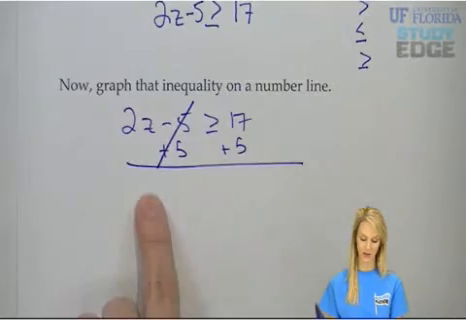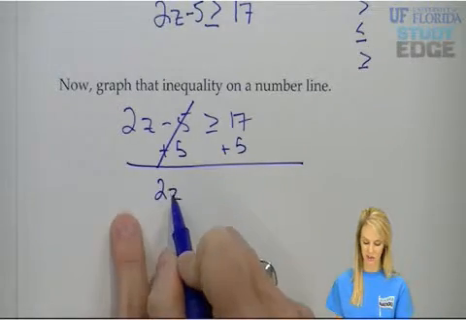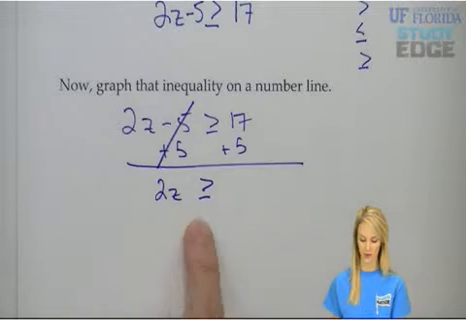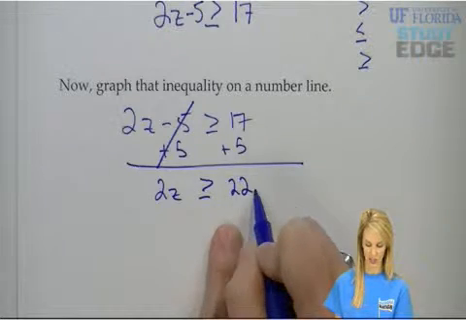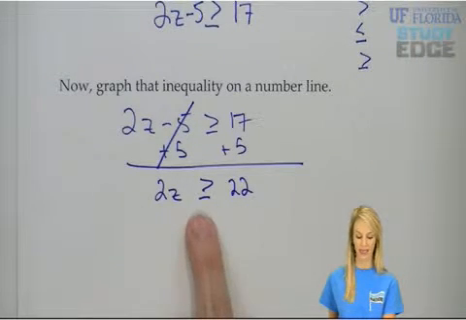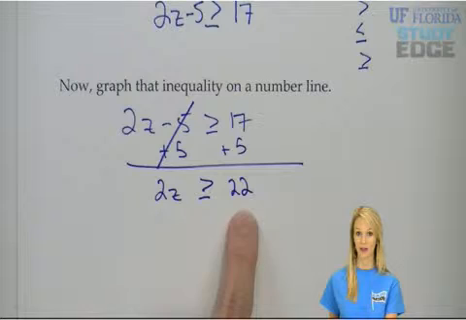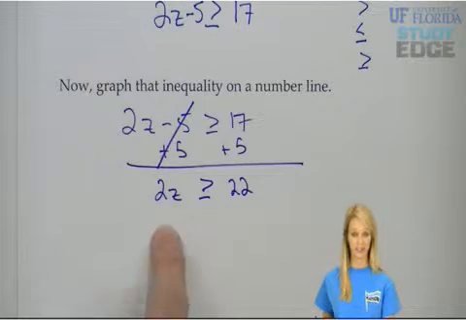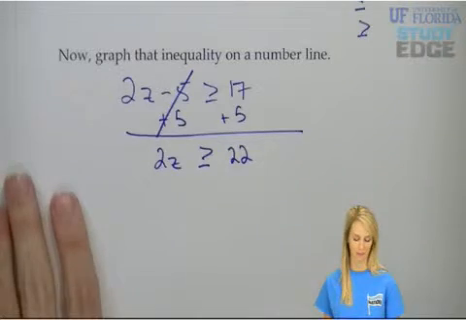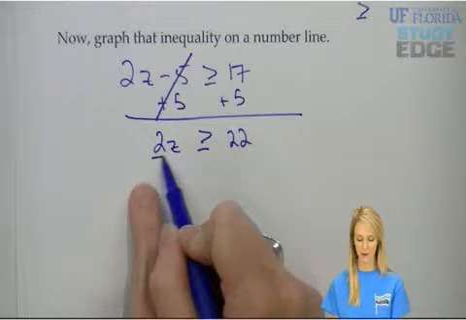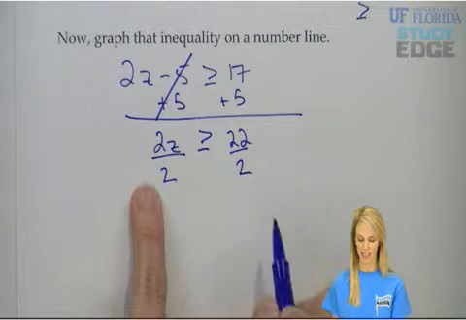So this minus 5 and this plus 5 cancel out, and we get 2z is greater than or equal to what? What's 17 plus 5? Got it, 22. So 2z is greater than or equal to 22. Are we done? No, we don't want to know what 2z is at least. We want to know what z is. We want to know what value z can be. All right, so how do we get z by itself? We're going to divide both sides by 2.